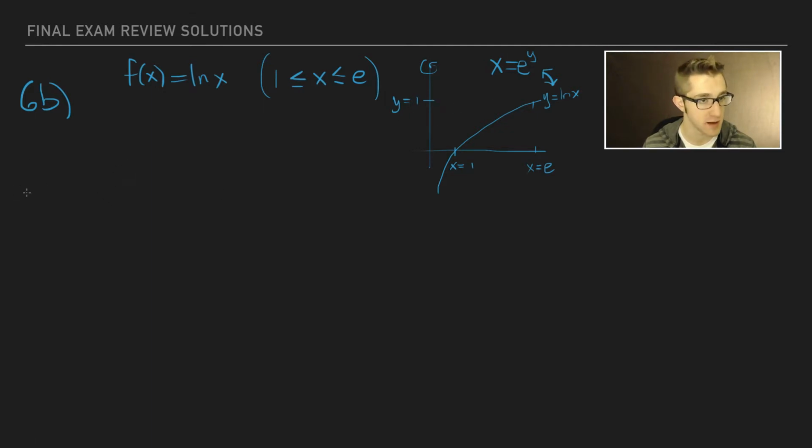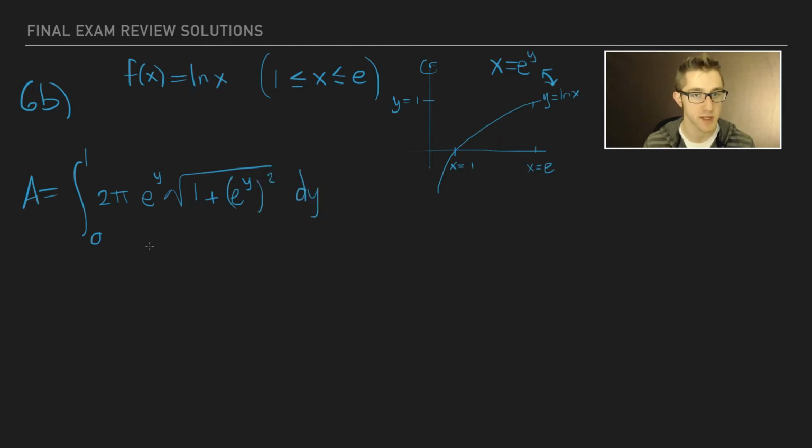So we get, for our surface area, the integral from 0 to 1 of 2 pi times, so we take the function, which is e to the y, and then we have the square root of 1 plus the derivative, which is also e to the y. We square it. Okay, so here's the integral we're evaluating. To evaluate this integral, we have to do a couple of substitutions.